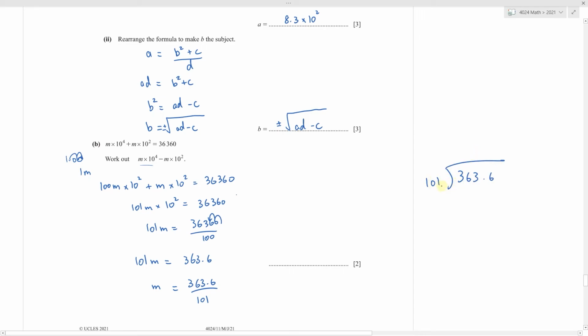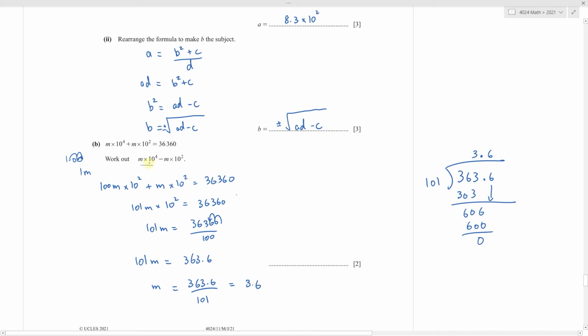So 101 times 4 will be 400. So I have to multiply it by 3. So this will be 303, and this is 0. And now since I'm bringing down the value after the decimal, 606, I have to add the decimal here. So 101 times 6 will be 606. This will be 0. So your value of m is 3.6.